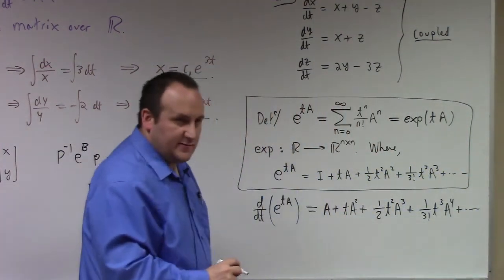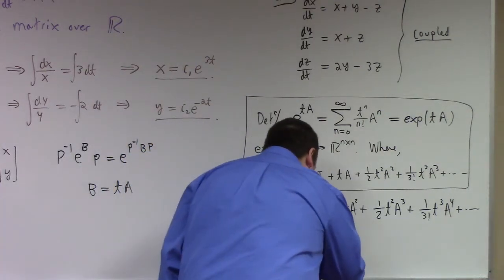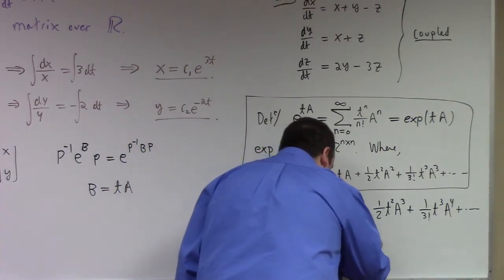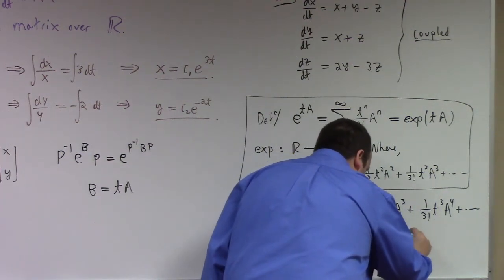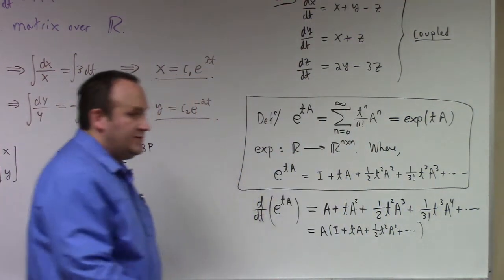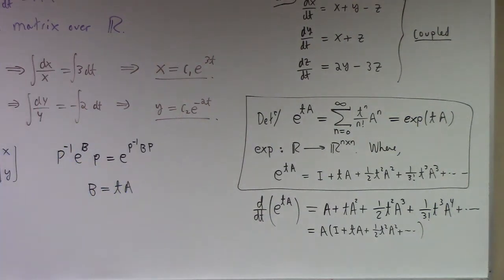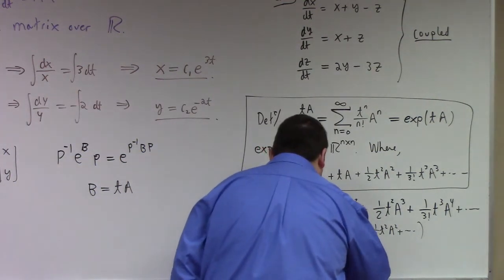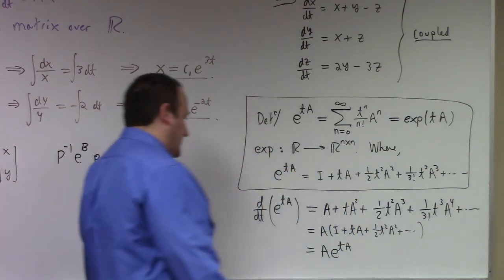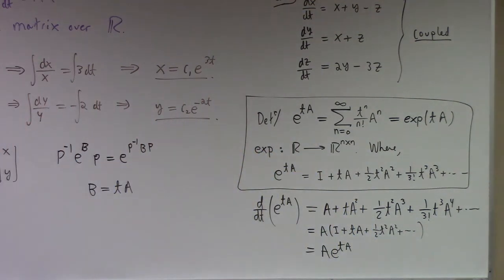Well, if you just tilt your head and squint, you can see that that's A times I plus tA plus 1/2 t squared A squared, and so forth. Or you could factor A out on the other side. You've got your choices. You can factor A out to the left or to the right, whatever floats your boat. But anyway, I'm going to do it this way. That's A e to the tA. Whoa, that's kind of cool.